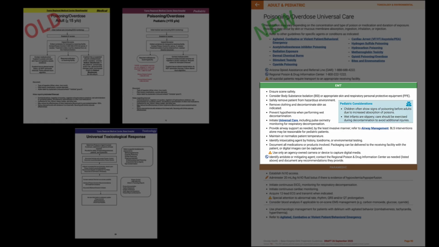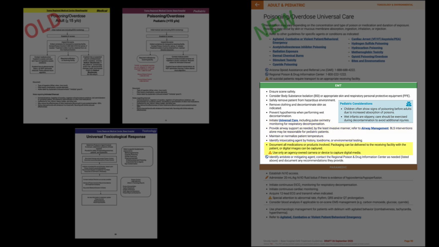Those points build directly on the old Universal Toxicological Response and both of the YRMC overdose pages. We've been able to organize them more clearly, and we've assigned them by scope of practice. The guideline then walks you through the Universal Care Bundle, monitoring pulse oximetry, supporting the airway using the least invasive method possible, and maintaining normal body temperature. In pediatric patients, BLS level airway support is often all that you're going to need. That aligns with prior practice, but the Onvida version adds structure and consistency.